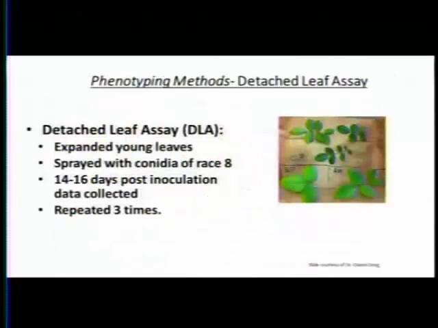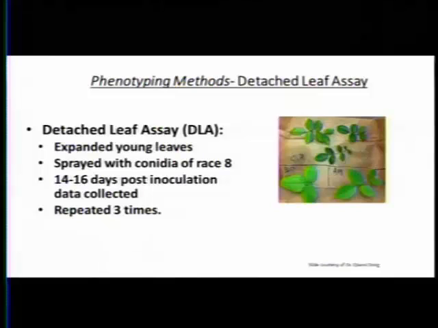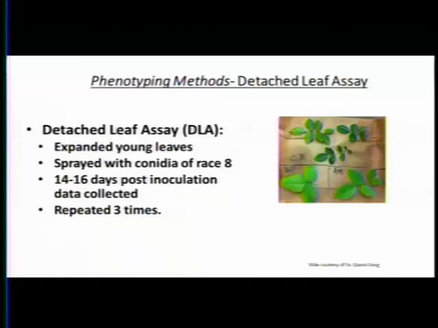First, let's talk about the phenotyping part. We use the detached leaf assay, a lab-based assay. We went to the greenhouse, collected expanded leaves, and sprayed them with single conidia race 8 of black spot. Why do we use single conidia inoculation? Because we've tested our germplasm with race 8 and didn't see any vertical resistance response. So we decided to use this single race to mimic the horizontal resistance mechanism in our germplasm.